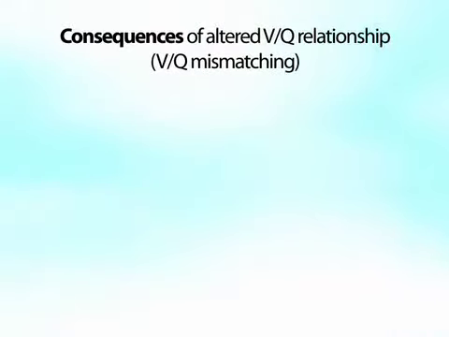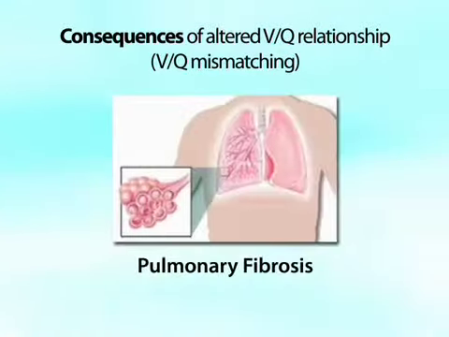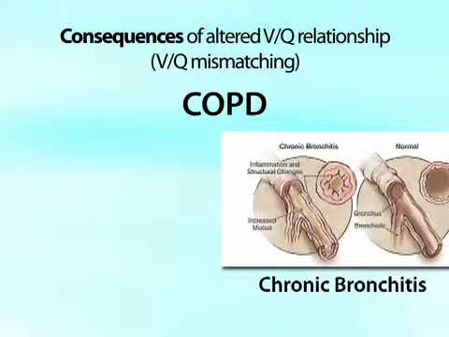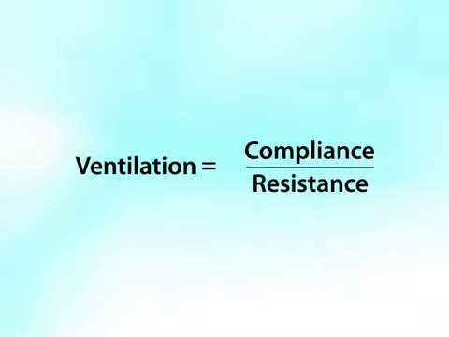In pathological conditions, the normal VQ relationship is altered. Examples include pulmonary embolism, pulmonary edema, pulmonary fibrosis, and COPD that encompasses chronic bronchitis and emphysema. Now, let us discuss the consequences of this altered VQ relationship. In an RU, the ventilation is dependent on compliance and airway resistance. Compliance is directly proportional to ventilation, while resistance is inversely proportional to ventilation.